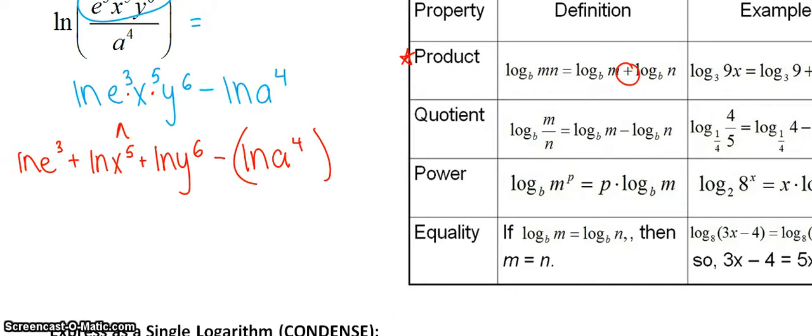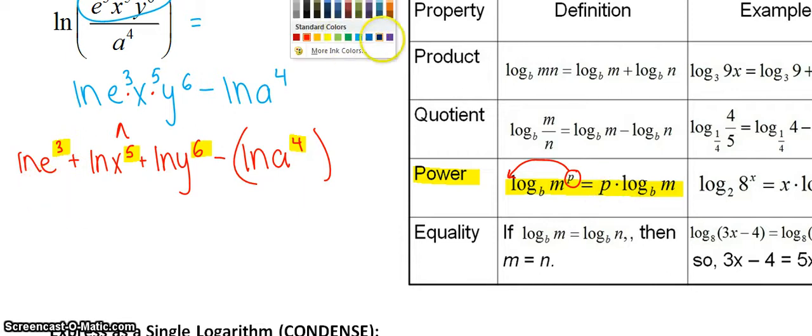Okay, now I've used the quotient rule, I've used the product rule. What's left is I have some powers. Now, another word for power is an exponent. So I have all these exponents, so I'm going to want to apply the power rule. Anytime you have an exponent on the argument, okay, again, the argument is what you're taking the log of, like e to the third is the argument of the log, you can bring that out in front of the log and multiply by that as a coefficient.